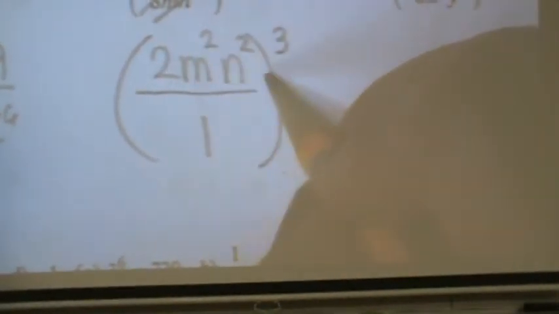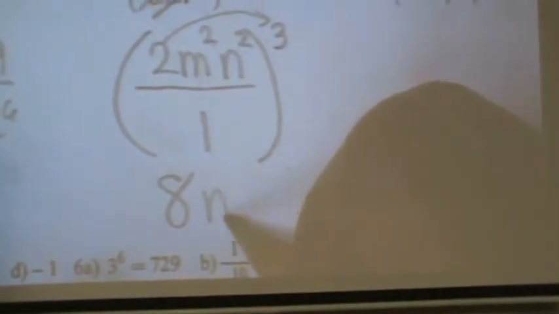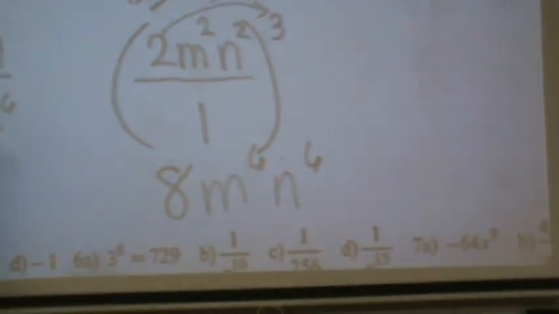Now, isn't it much easier to cube 3 things instead of cubing 6 things? Yes. So that was an easier route. What is 2 cubed? 8. What's m squared cubed? m to the 6. And n to the 6. We don't need that 1 in the denominator.